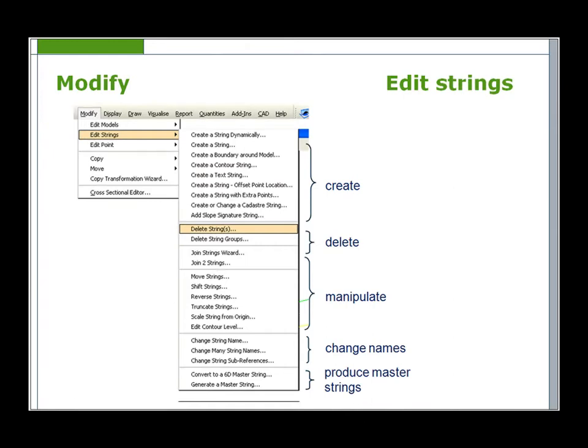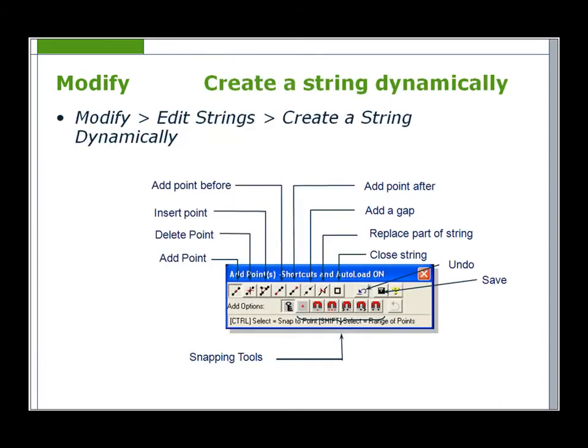Editing strings. Here you can create a string, you can create a boundary around a model, you can create a text string, you can delete strings, you can join them, you can move them, you can shift them, you can reverse them, you can change their name, you can create master strings, all using the edit string option.